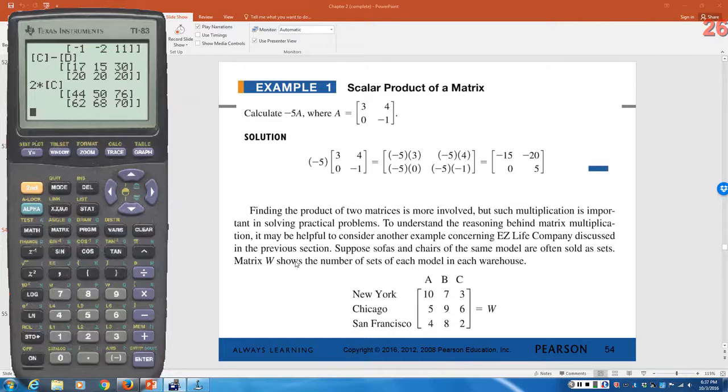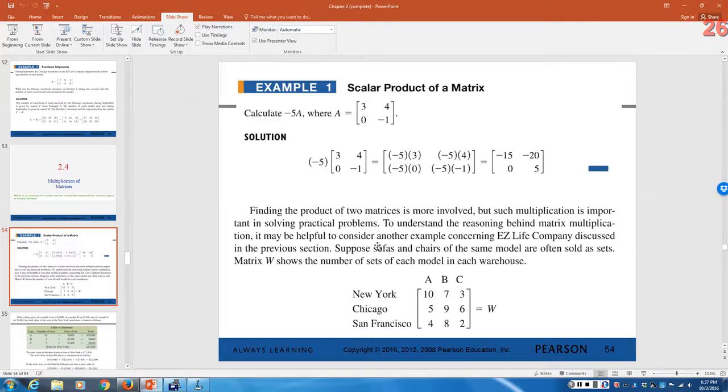The place where that's useful is when we actually find the product of two matrices. So if you want to understand the reasoning behind matrix multiplication, let's look at Easy Life Furniture Company again.